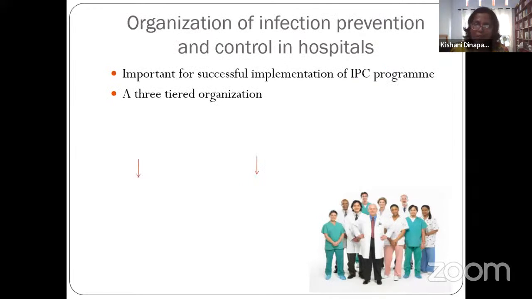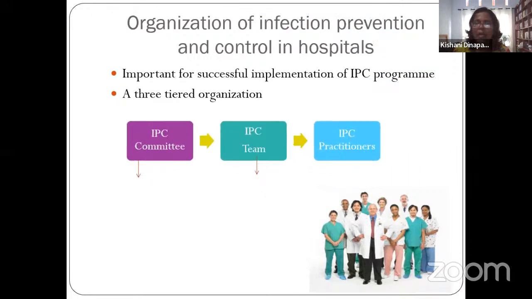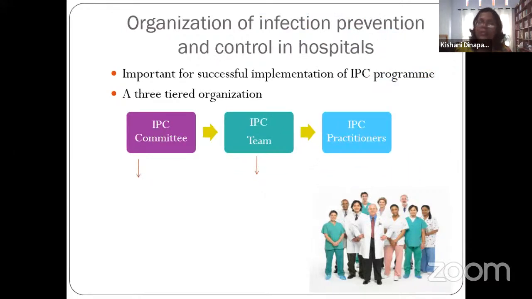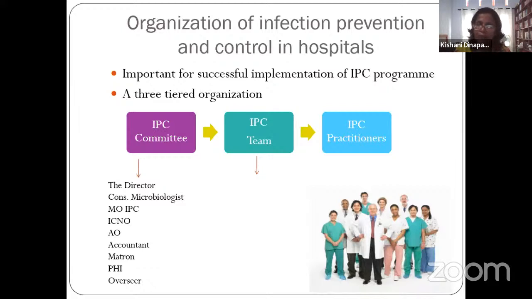So, organization of infection prevention control in the hospital: it's very important to have a very good IPC program in the hospital. It is actually a three-tiered organization. The first one is the infection prevention and control committee. This committee has the director, consultant microbiologist, MO infection prevention and control if the person is available, ICNO, AO, accountant, matron, and other relevant people. This committee meets from time to time regarding certain infection control problems in the hospital, and they take decisions, and these decisions are implemented in the hospital.